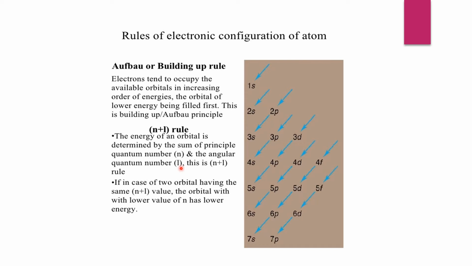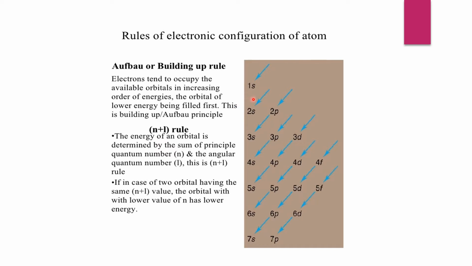So if you want to define the Aufbau principle in short, it can be defined as: according to the Aufbau principle, electrons enter the orbital whose n plus L value is least, where n is the principal quantum number and L is the azimuthal quantum number. So remember the rule n plus L. If two orbitals have the same n plus L value, the orbital with the lower value of n has lower energy. So when we are filling electrons into orbitals, the n plus L rule has to be followed.